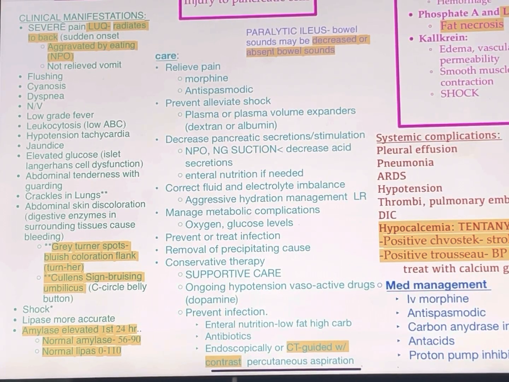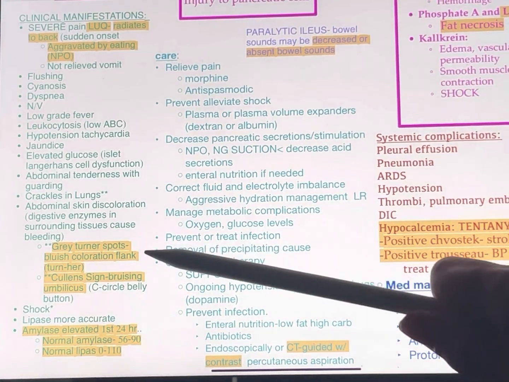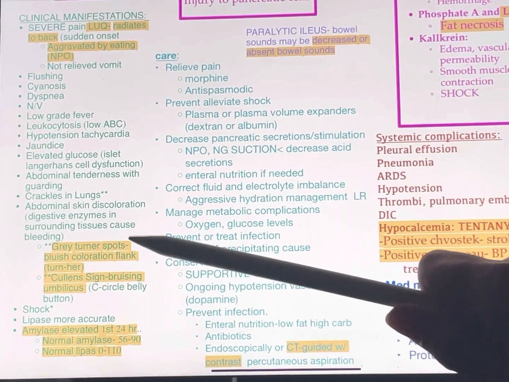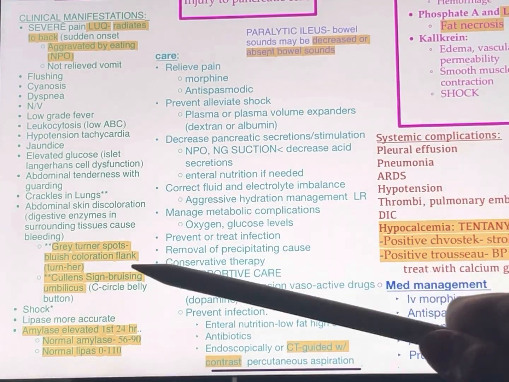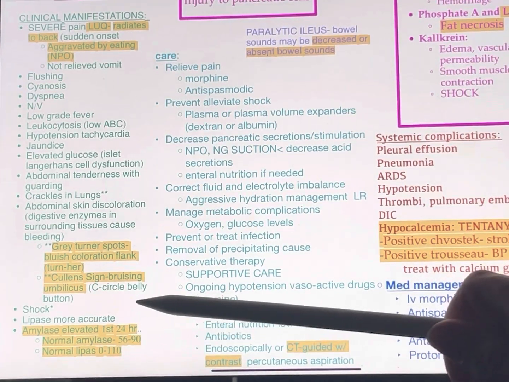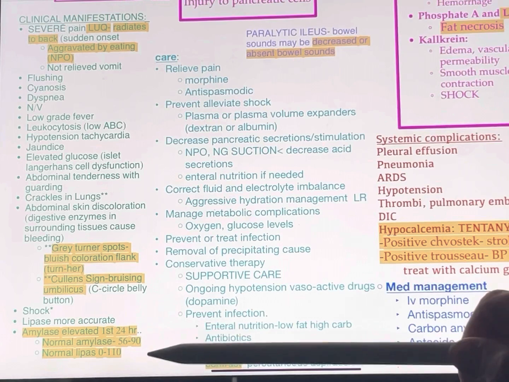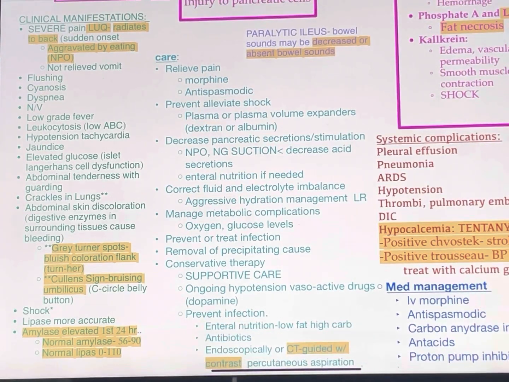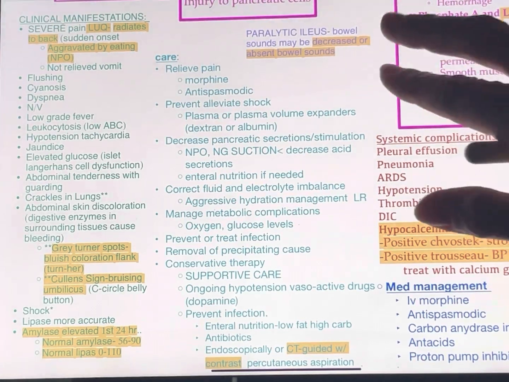This can present physically as two different skin lesions. One is called Grey Turner's spot, which is a bluish coloration in the flanks. And there's also the Cullen sign, which is a bruising around the umbilicus. Both of those are late signs. Shock is also a manifestation, as well as elevated amylase enzymes for the first 24 hours. A normal amylase will fall between 56 and 90, and a normal lipase is from 0 to 110. So those will both be elevated typically with pancreatitis.